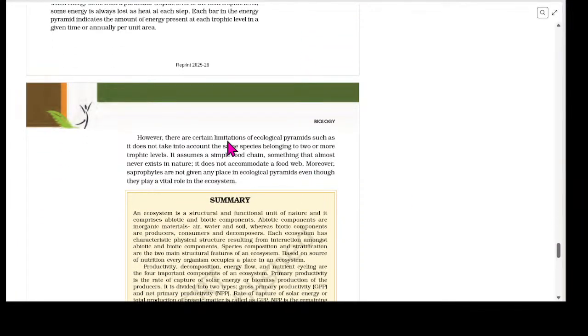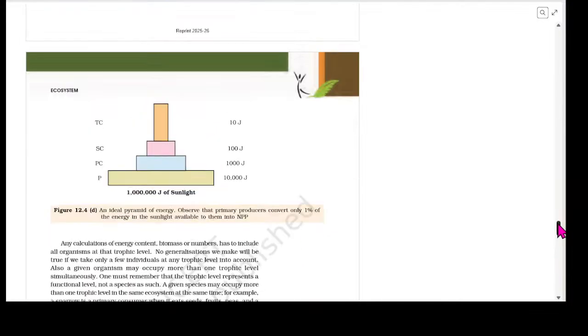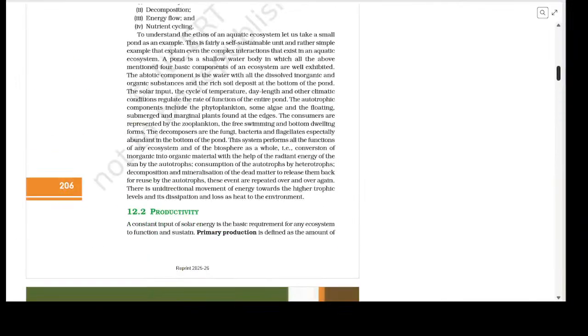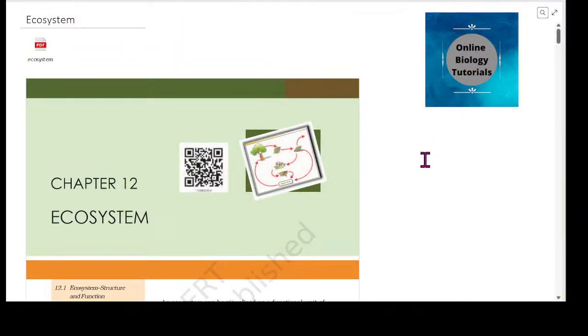However, there are certain limitations of ecological pyramids, such as it does not take into account the same species belonging to two or more trophic levels. It assumes a simple food chain, something that almost never exists in nature. It does not accommodate a food web. Moreover, saprophytes are not given any place in ecological pyramids, even though they play a very vital role in the ecosystem. And I think you know the answer to it because a similar question was taught to you in science of grade 10 and it was a mandatory subject at that point of time.